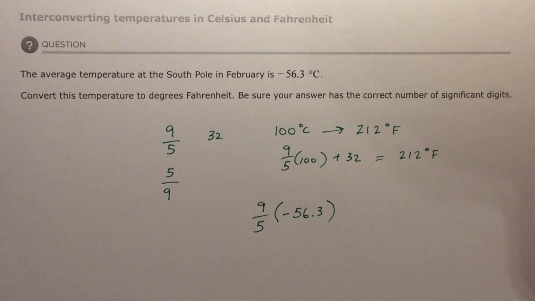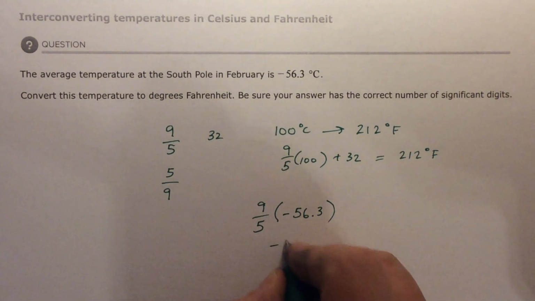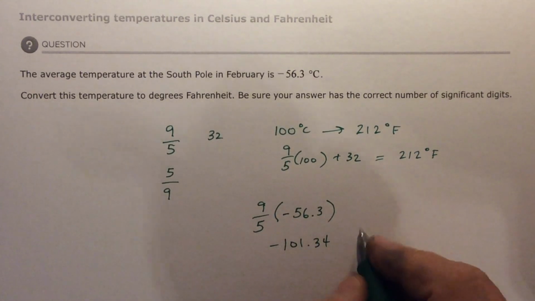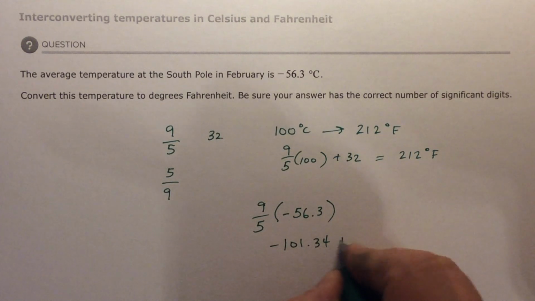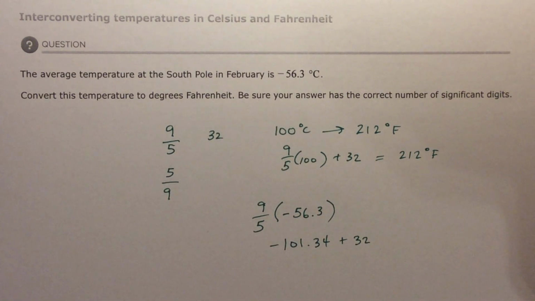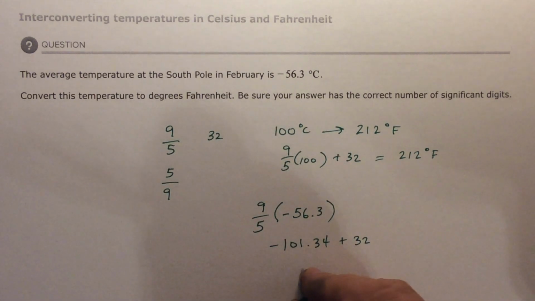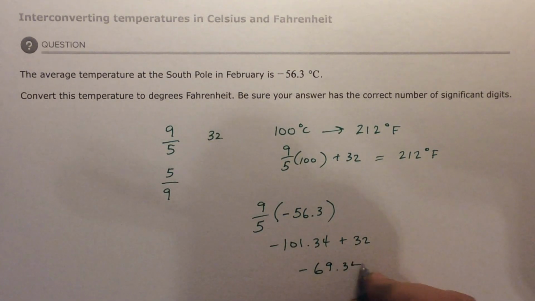I'm going to say 56.3, make it negative, times 9, divided by 5, equals, okay, so this is negative 101.34, and then I'm going to add 32 degrees. Okay, that gives me negative 69.34 is what my calculator gave me.